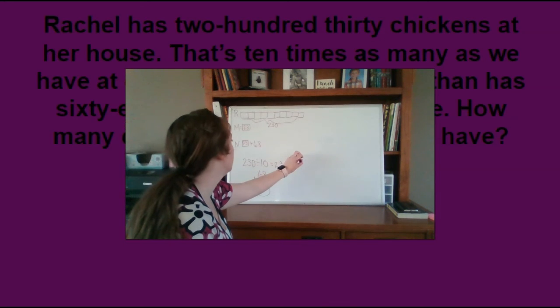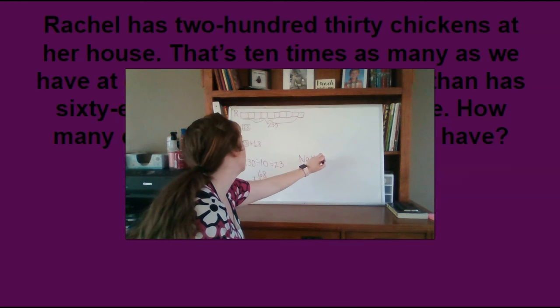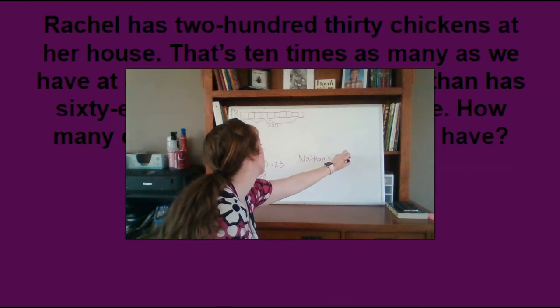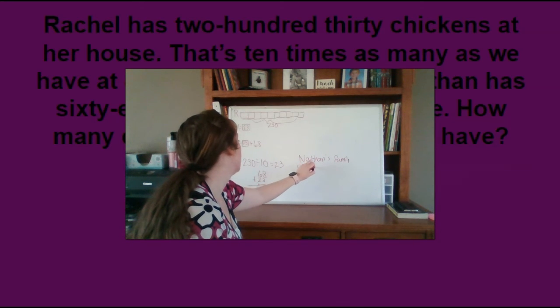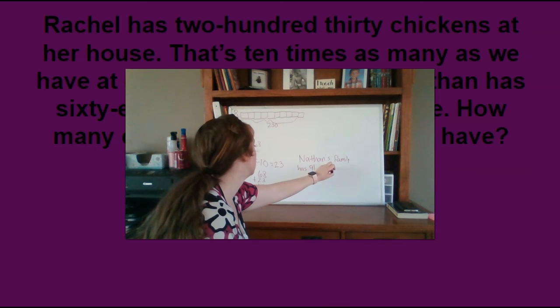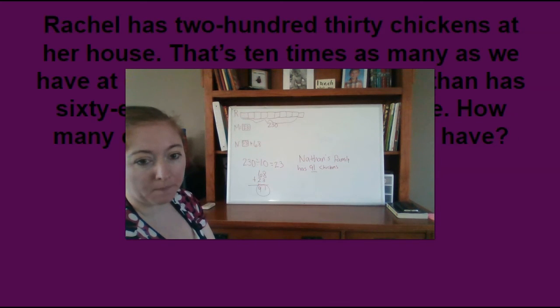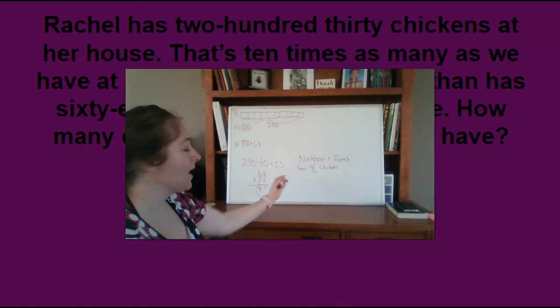So I'm going to go ahead and put over here, Nathan's family has 91 chickens. Did I read it? Yep. Did I draw it? Yep. And did I write it? Yep. So I am done for this.